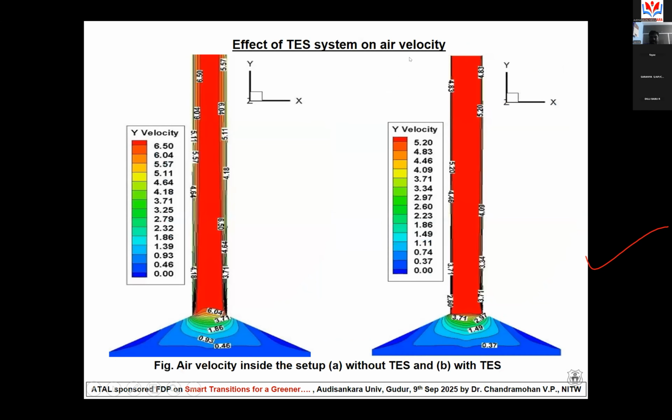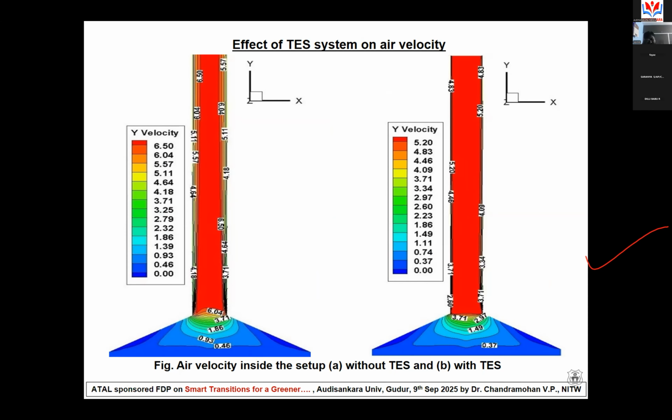Here we studied the air velocity inside the system without the TES system and with the TES system. The first one is without the TES system, and this is with the TES system. The maximum velocity obtained is almost 6.5 meters per second without the TES system. When we use the TES system, the maximum velocity is slightly reduced, around 5.2 meters per second.